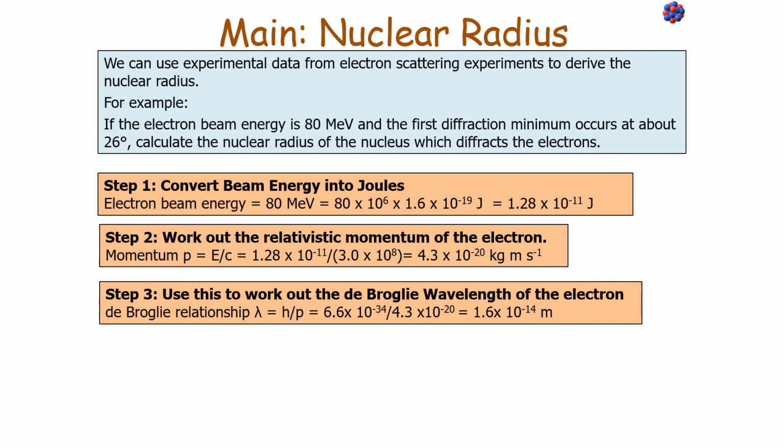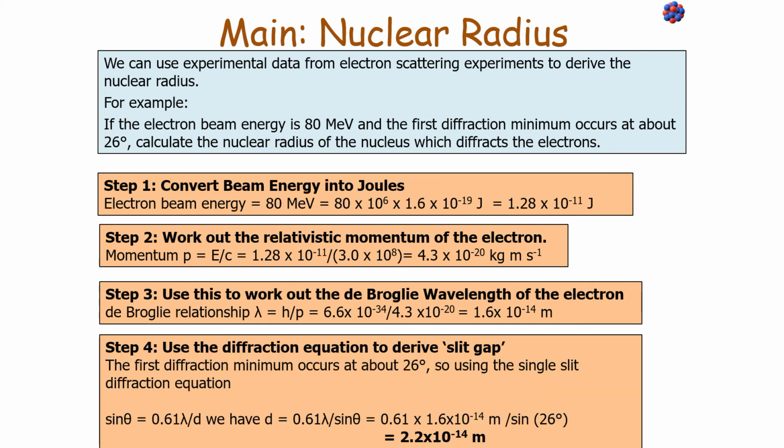Then finally, we can use the diffraction equation to derive our slit gap, which we can just say is our nuclear radius. So sine theta is equal to 0.61 lambda over d. Therefore d is equal to 0.61 lambda over sine theta. We know theta in this case to be 26 degrees. We've worked out the de Broglie wavelength lambda to be 1.6 times 10 to the minus 14 meters. Put our values in and we get 2.2 times 10 to the minus 14 meters.